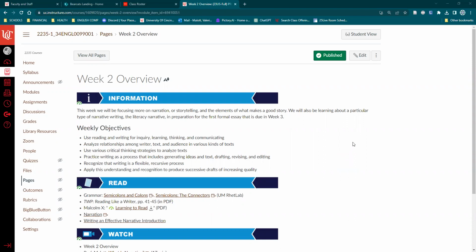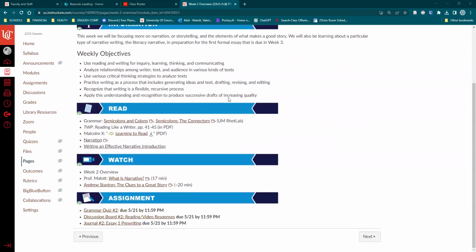So some of the things that I want you to be looking at this week, I'm not going to go through the objectives. You can read those for yourself. First of all, working with grammar, we are working on semicolons and colons this week. Please read those 2 pages from the Ret Lab in preparation for grammar quiz number 2. In the writer's practice, please read Reading Like a Writer. That's on pages 41 to 45 in the PDF.